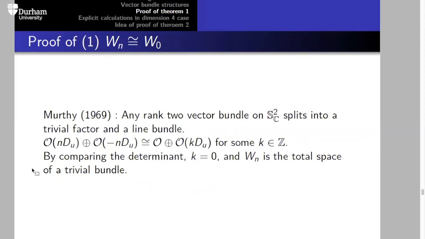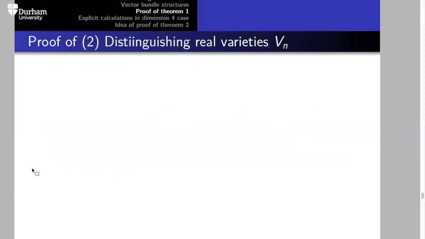Wn is a trivial bundle over S2. So Wn is isomorphic to S2 cross A2, which is the same thing as W0. And I've finished the first part. For the second part, how do I distinguish the real varieties Vn?